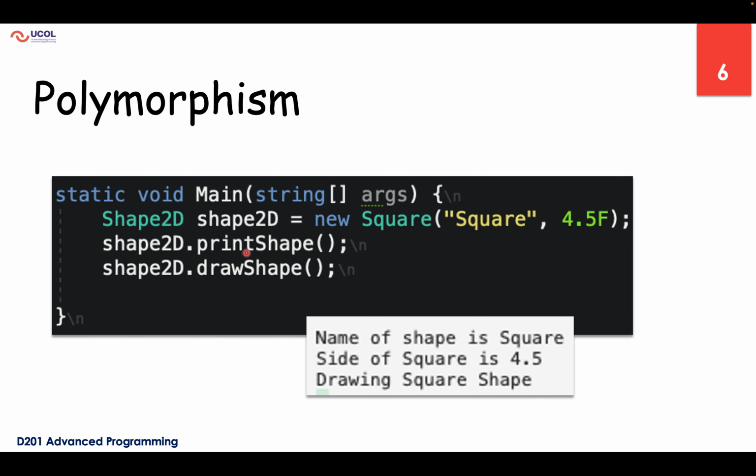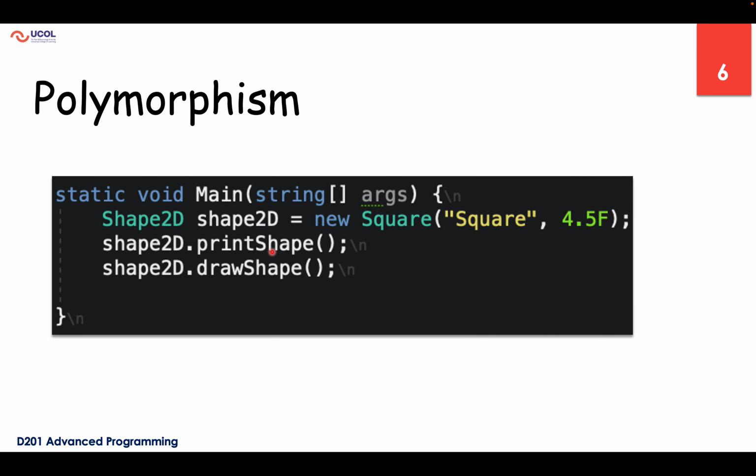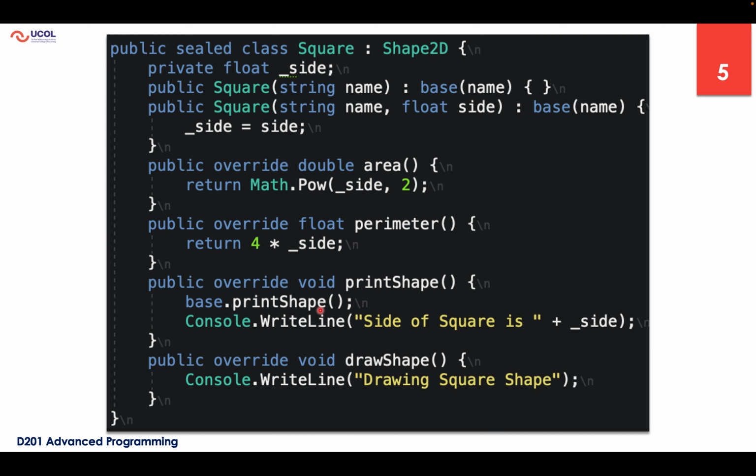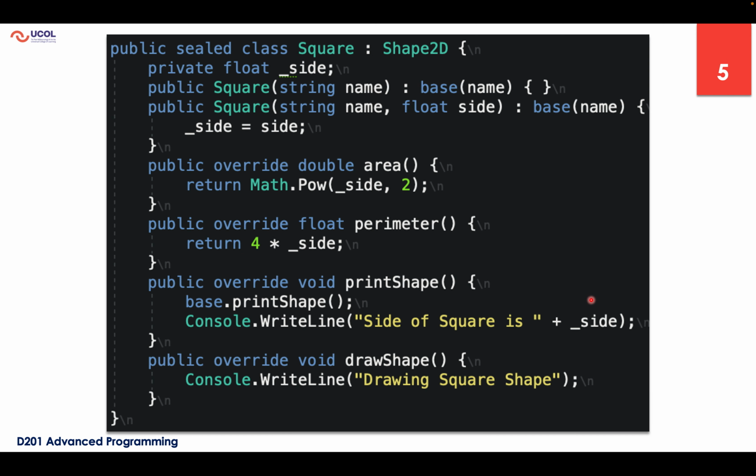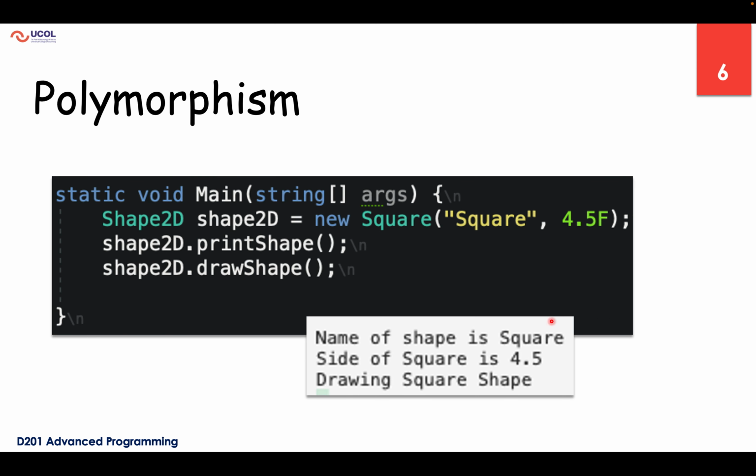So when we execute this code, this main method, it will give us: name of the shape is square, that is what print shape says, and then: side of a square is 4.5, and then: drawing square shape. If we look at the print shape method, we have actually called the base class print shape method. In the base class print shape method, we are just saying that the name of the shape is this, and that is exactly this print line: the name of the shape is square, and then the side of the square is 4.5, and that is what we are getting here.